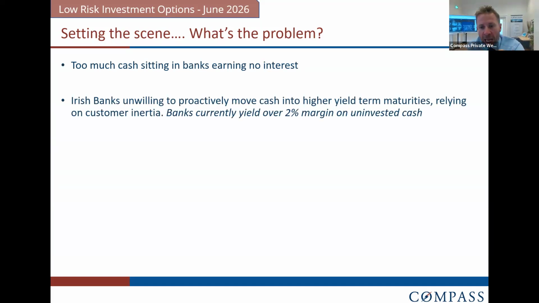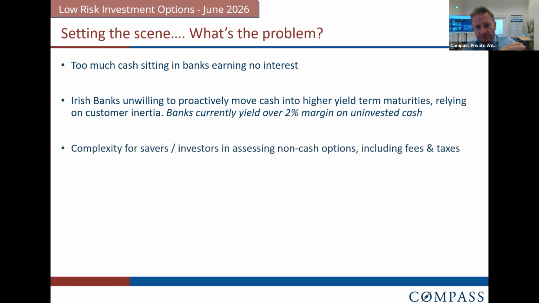And the Irish banks are unwilling to be proactively contacting clients to say, look, you've got surplus cash here in your current account. Would you like to put it onto a fixed term deposit? Effectively, on overnight cash, or what we call current accounts, the rate is zero with Irish banks. As of last week, the European Central Bank increased the base rate to 2.25%. So by the banks doing nothing and by savers doing nothing, you're losing out on about 2.25% of margin on all uninvested cash. Okay, so that's the backdrop here.